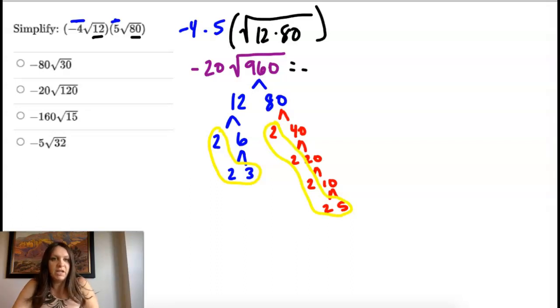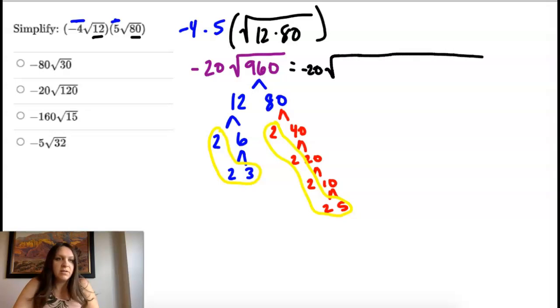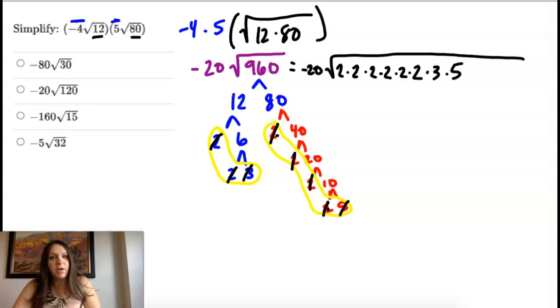So here's my factors for 80. So when I rewrite 960, I really have 2 times 2, and I'm going to keep these in order. Then I have 1, 2, 3, 4 more 2's. That's a lot of 2's. And then a 3 and a 5. Okay, so I have a hidden index here. It's a 2. So I'm looking for pairs. So this pair is really the square root of 4, which I know is equal to 2.